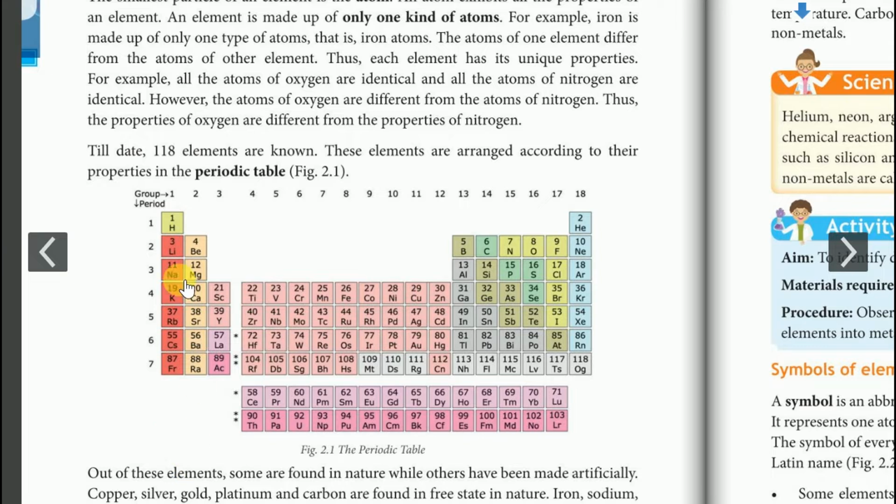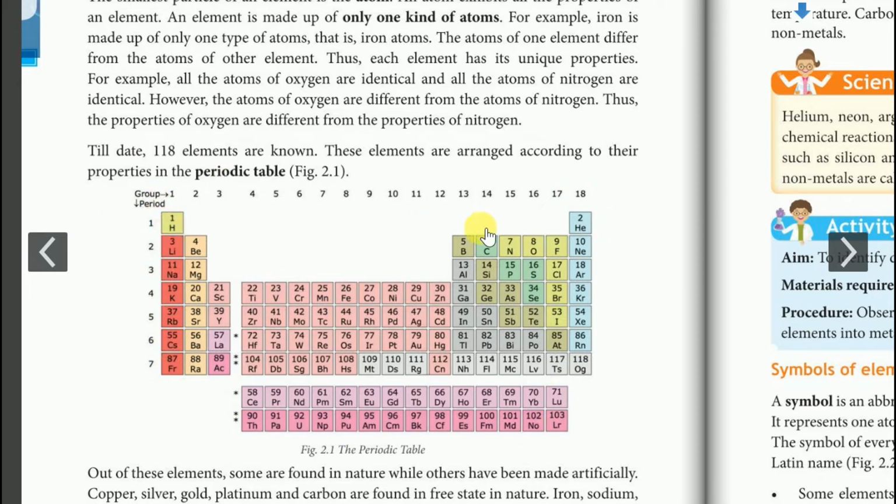Till today, 118 elements are known, and these elements are arranged in a periodic table, and they are arranged as per their atomic number. In higher classes you will learn about atomic number. This is a periodic table.